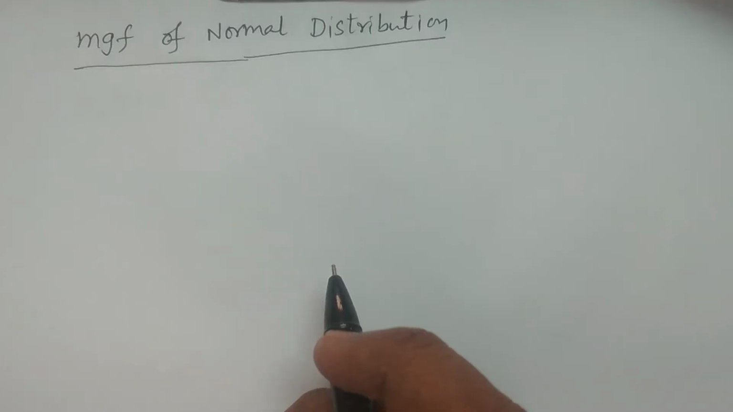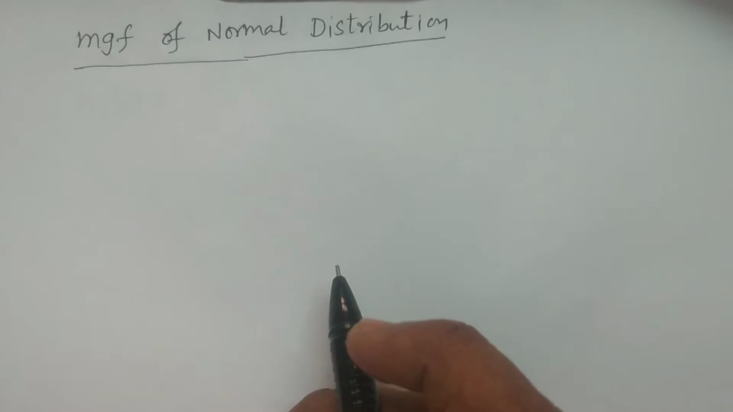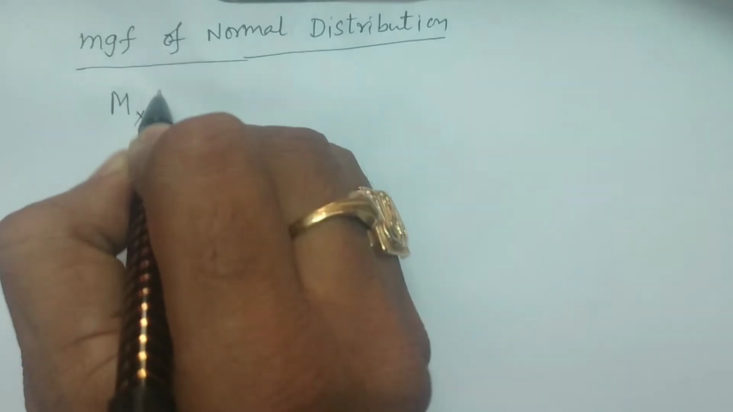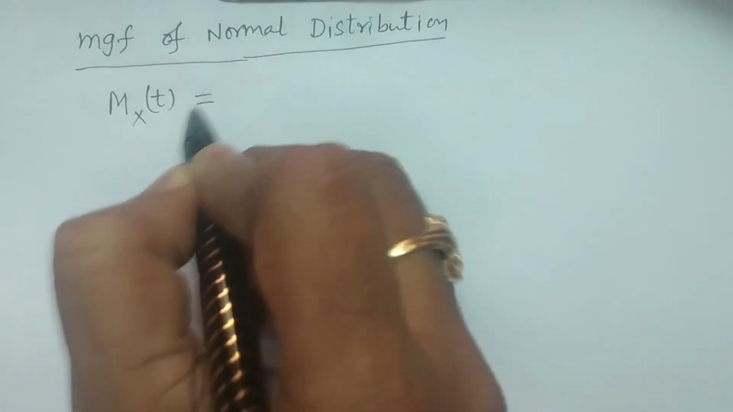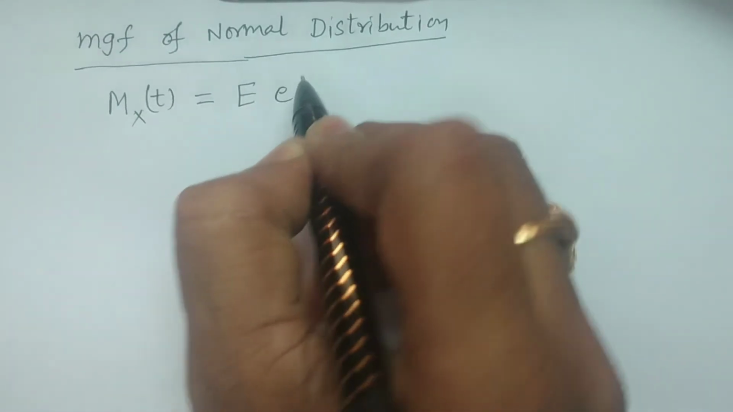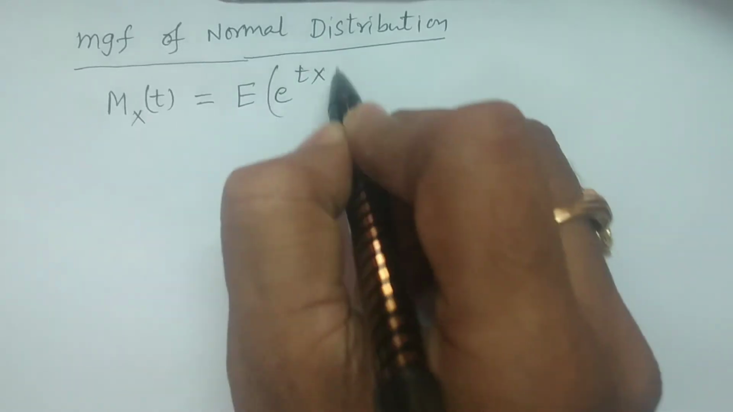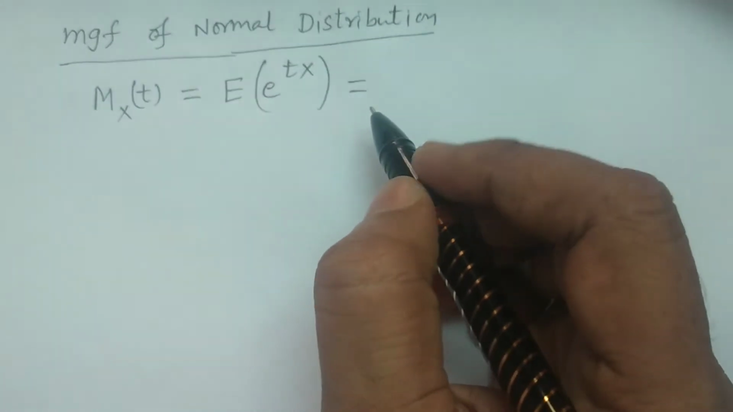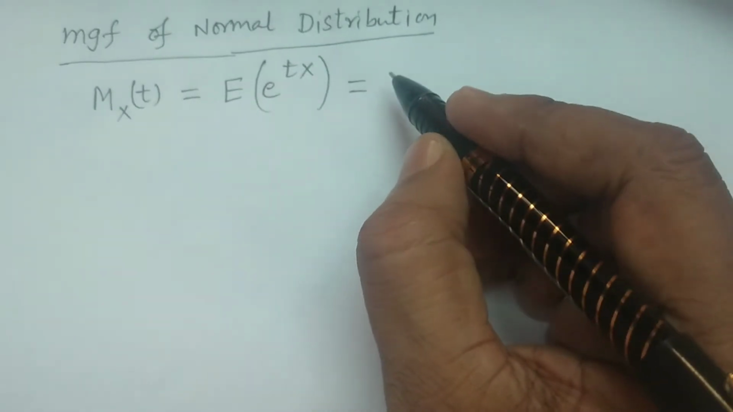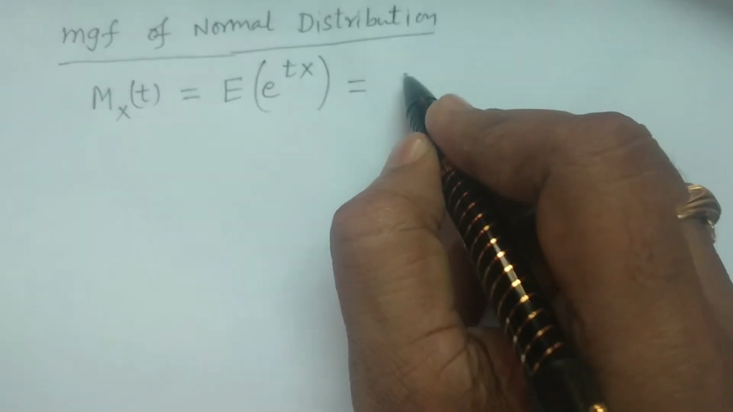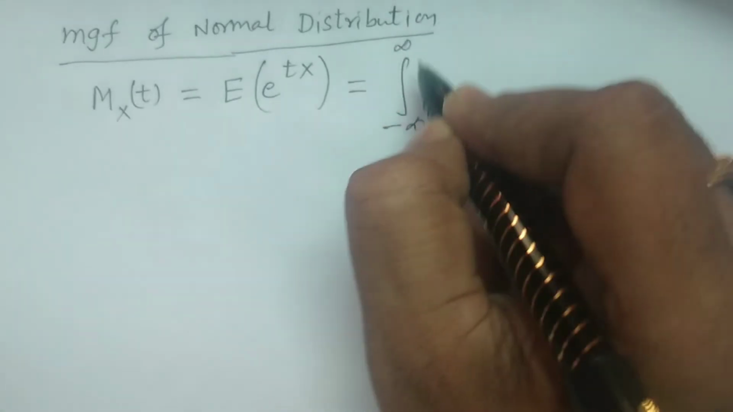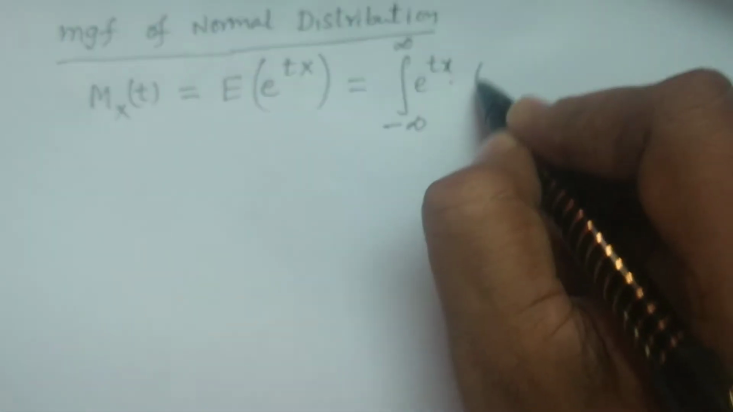In this lesson, I explain the MGF of the normal distribution, that is, the moment generating function of the normal distribution. What is the formula of M_X(t)? Moment generating function M_X(t) is equal to the expectation of e power tX. Here X is a normal variable, that is, it follows a normal distribution. It is a continuous distribution, therefore we use integration. The limits of the normal distribution are minus infinity to infinity, e power tx f of x dx.